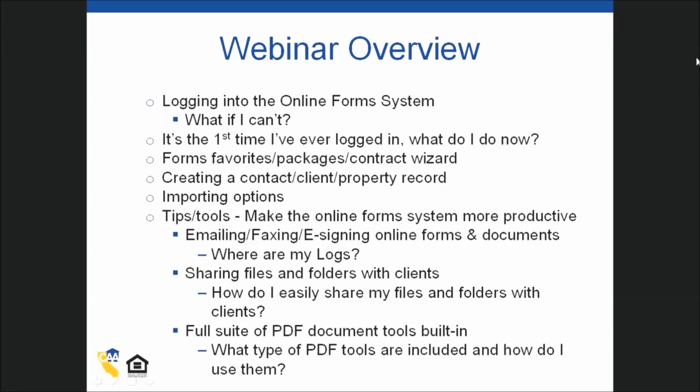Topics we're going to talk about are logging into the online form system. It's very simple from the CAA perspective, and if you can't log in, simply give CAA a call and we will help you with your login capabilities. We'll talk about the first-time login and then where do you go from there. We'll talk about our favorites package, your favorites, creating packages, and we even have a contract wizard. That's a new functionality that Forms R Us has rolled out.